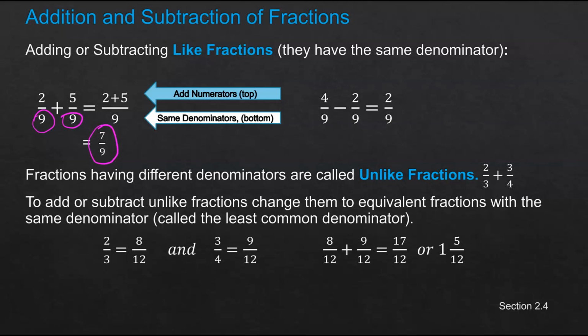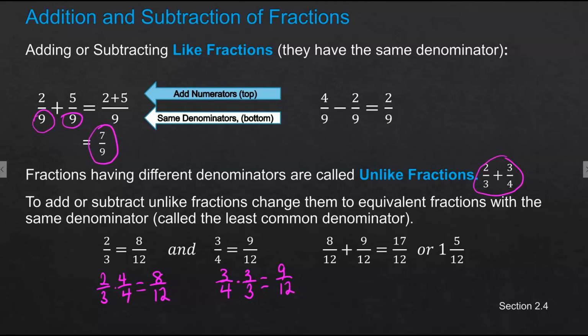Fractions having different denominators are called unlike fractions, and so we can't just add them when they look like this. We have to rewrite them so that we have the same denominator. So for 2/3 and 3/4, 3 and 4 don't have anything in common. That means we can just multiply them to get that same denominator. So I'm taking 2/3 times 4/4, and that gives me 8/12, and 3/4. Remember, these are equivalent fractions, and that gives me 9/12.